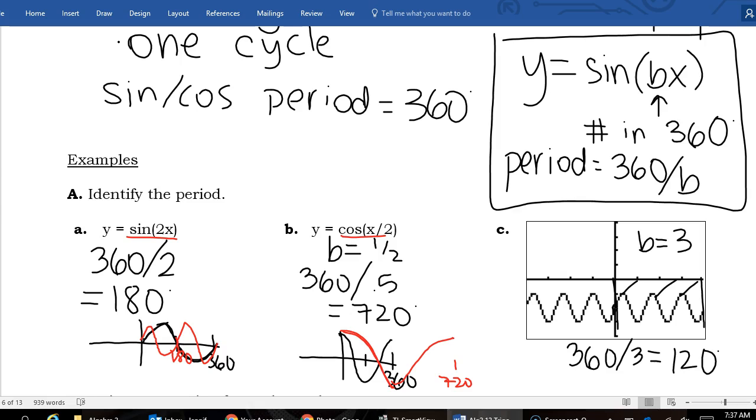And if this is the start of my function, my first cycle ends here, and I don't have this numbered, but I know that this is 90 and this is 180. 120 seems like a pretty good number for right between 90 and 180, and a little closer to 90 than 180.